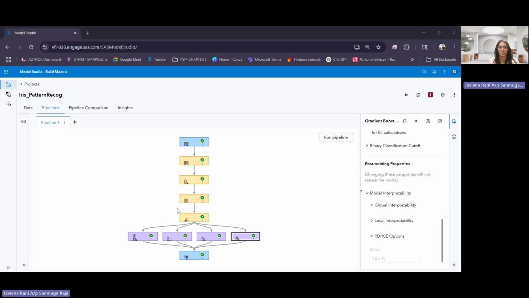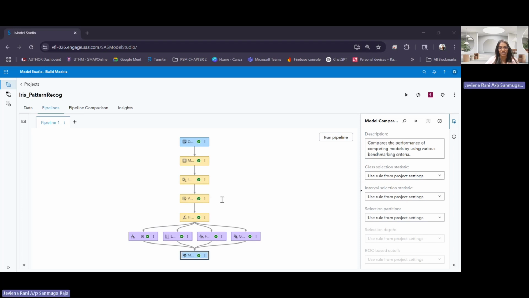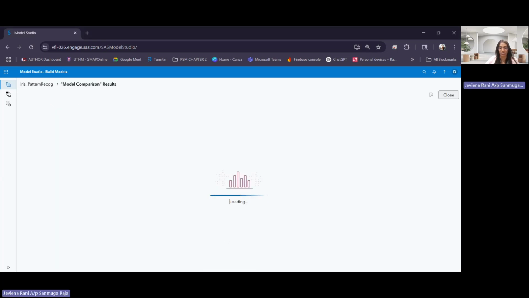So once all these models are trained, we reach the model comparison part, where the model comparison node is added. This node aggregates the performance results of all 4 models according to multiple metrics such as accuracy, average squared error ASE, AUC, which is the area under the curve, and the misclassification rates, including the KS statistics. Based on this analysis, the decision tree and random forest models achieve perfect classification results, each with 100% accuracy and an AUC of 1, making them the best performing models in this dataset. So let me show you the results that support this interpretation.